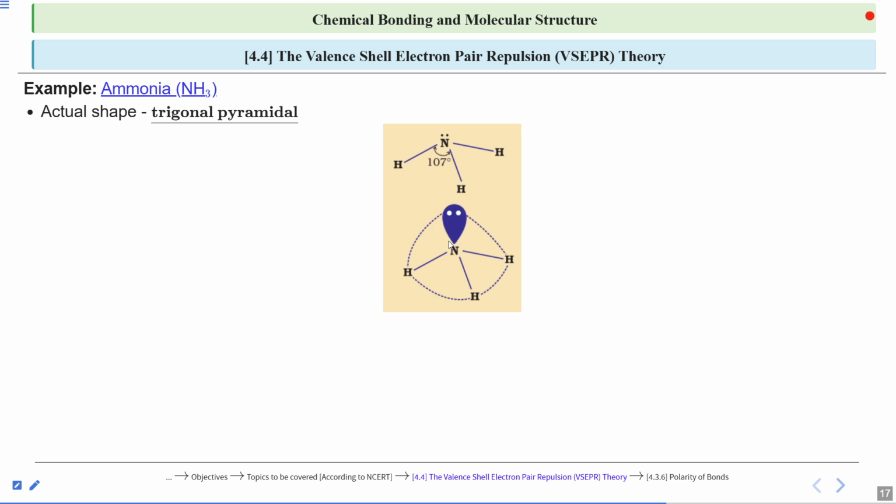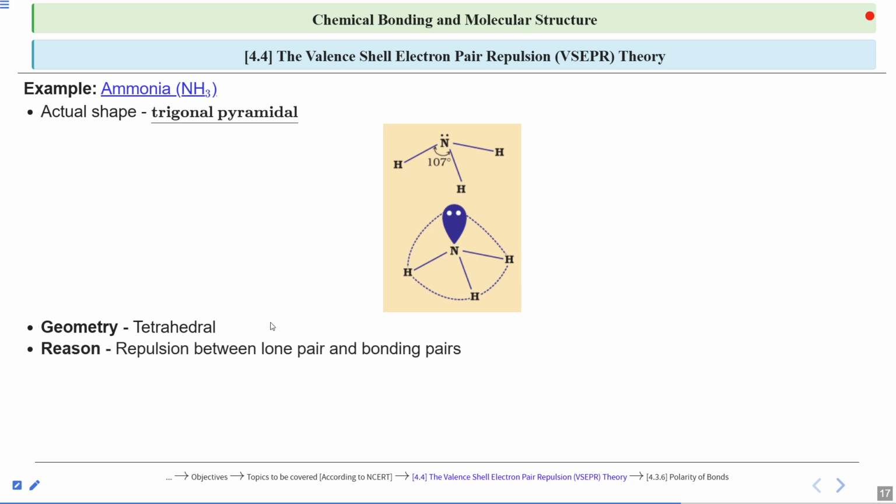Or I would say not your shape, your geometry would be different. And that geometry would be tetrahedral. So we can easily now differentiate between the shape and geometry in case of the NH3 also, because it has a lone pair. So the actual shape is trigonal pyramidal and the geometry is tetrahedral. Why is it happening? Again, the same reason.